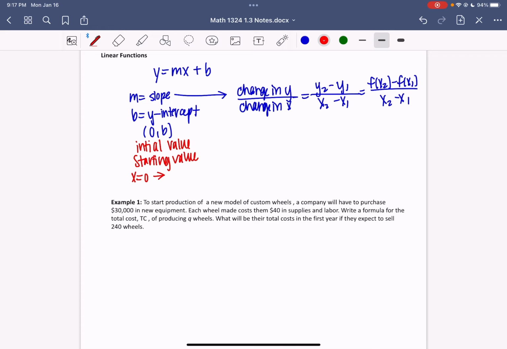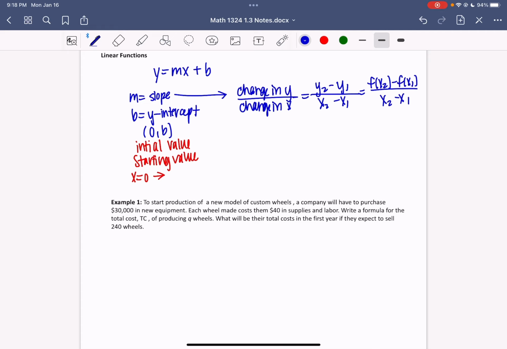And so we're just going to work a couple examples and look at the different ways that we can create some linear functions based off the data that's given to us. So in the first one, it says to start production of a new model of custom wheels, a company will have to purchase $30,000 in new equipment. Each wheel made costs them $40 in supplies and labor. Write a formula for the total cost TC of producing Q wheels. What will be their total cost in the first year if they expect to sell 240 wheels?